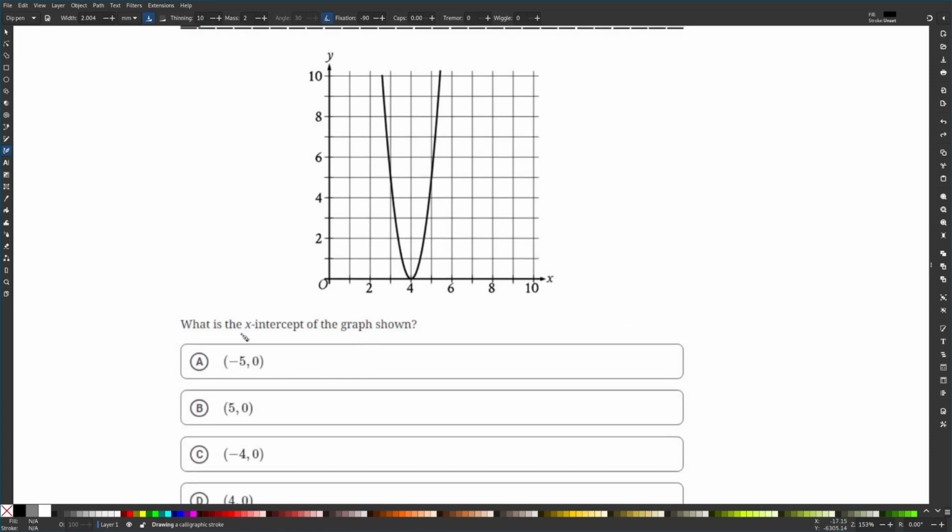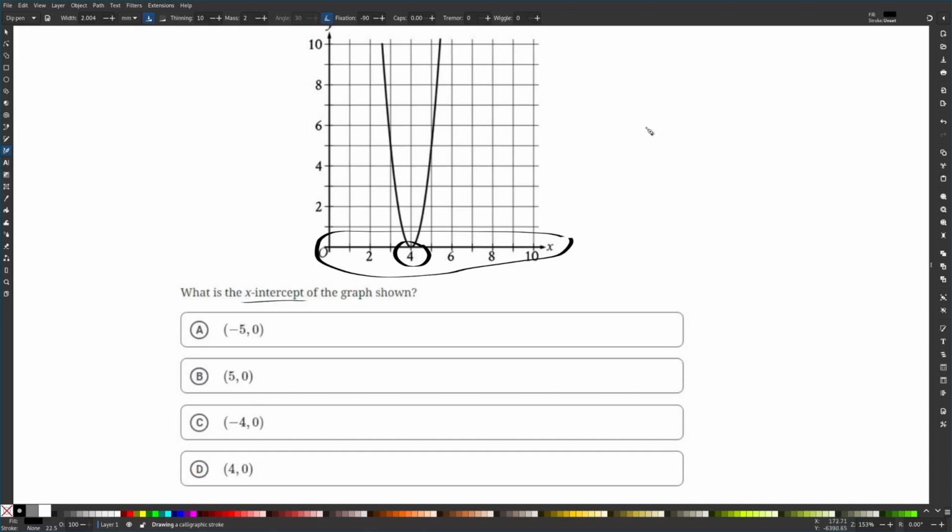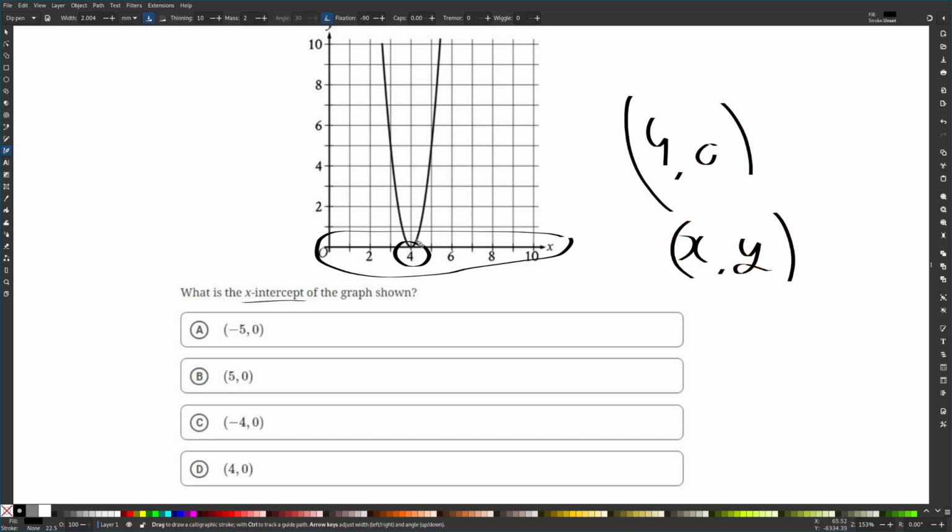When they say x-intercept, what intercept means is to touch. When does it touch the x-axis? Looking here, it touches it at the value of 4. So the answer here is (4, 0), expressed as a coordinate, since coordinates are x, comma y. Our x forward is 4, and y is 0, we haven't gone up any. Here, D is the correct answer. On to the next one.